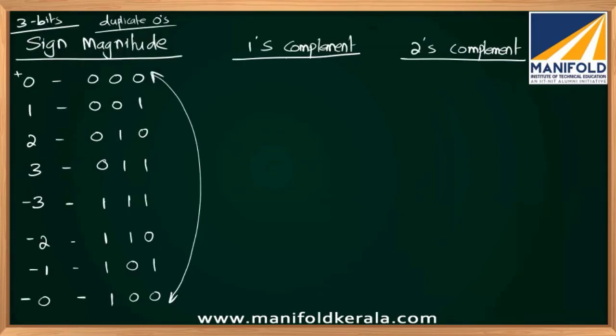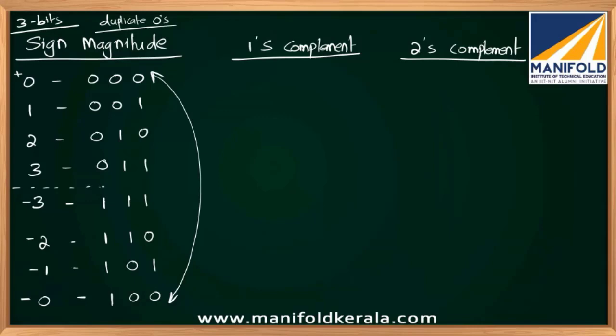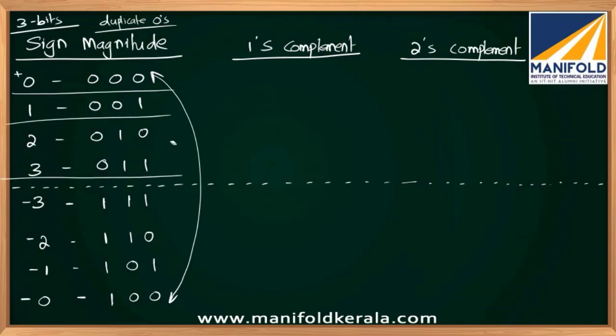Now, before that, let me come to the one's complement representation. Let us look at what the rule actually is. You can have a demarcation here, for positive numbers and negative numbers. And please understand, whatever your format, whether it is sign magnitude, one's complement, or two's complement, the positive numbers are always represented the same, in the same format in all three. Whether it is sign magnitude, one's complement, or two's complement, zero is represented as what?